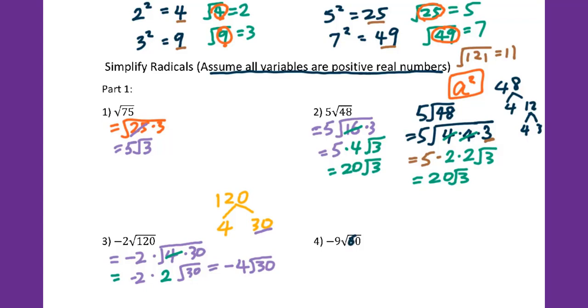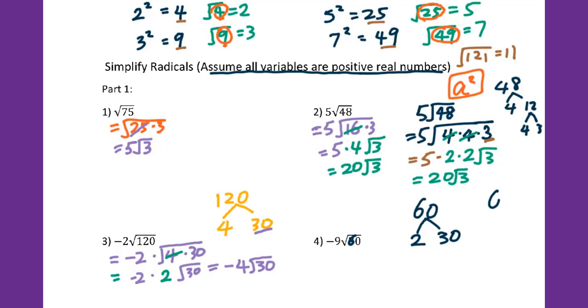Let's go to number 4. Negative 9 square root of 60. For this 60, can I do 2 times 30? It's not a good way to do that, because 2 and 30 both cannot be divided by a perfect square number like 4, 9, 25, 49. So you always use a perfect square number 4, 9, 25, 49 as your factor.